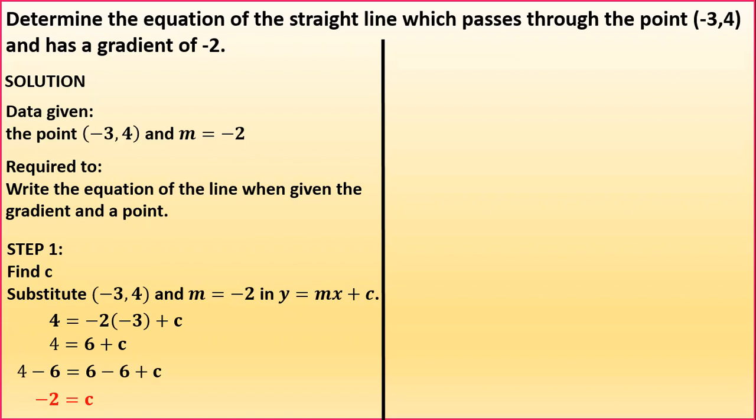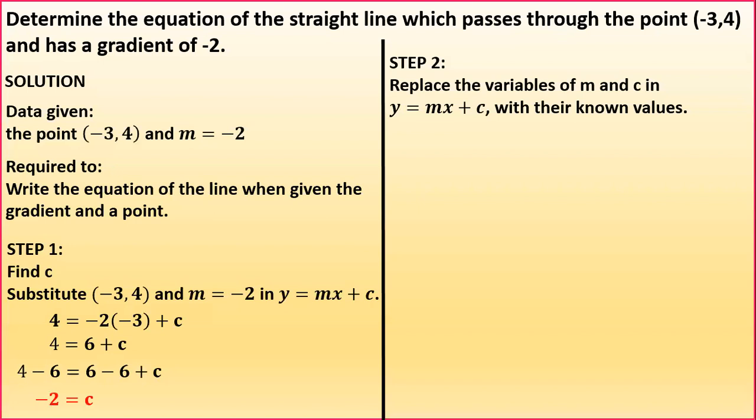Now that we know our gradient and our c, we can write the equation of our line. To write the equation of our line, we must replace the variables of m and c in the equation y is equal to mx plus c with their known values. Therefore, the equation of the straight line is y is equal to -2x minus 2.